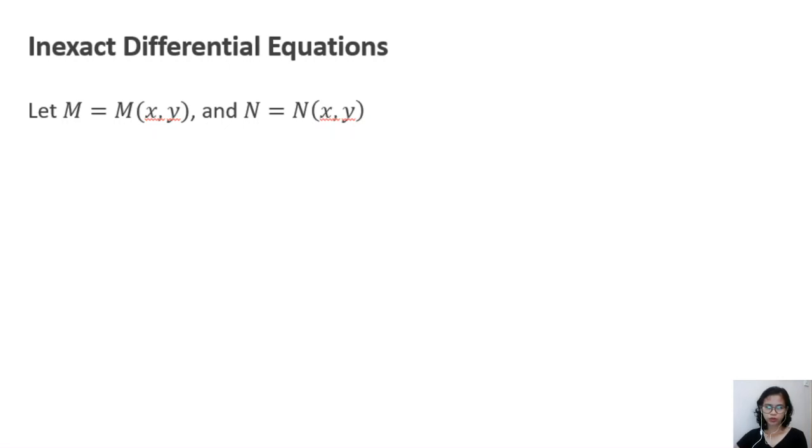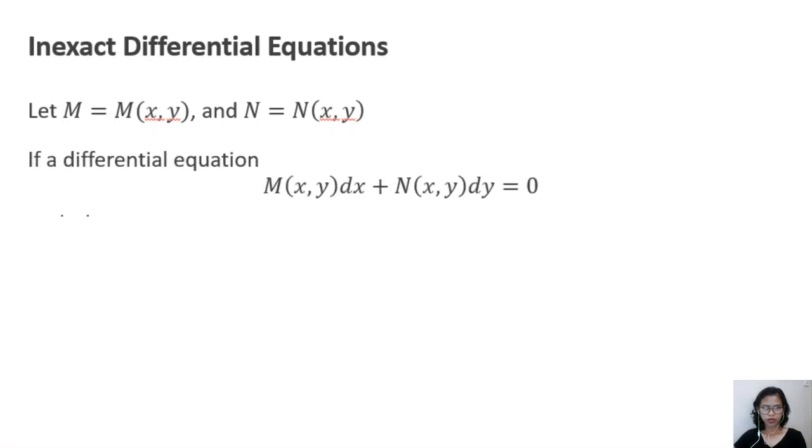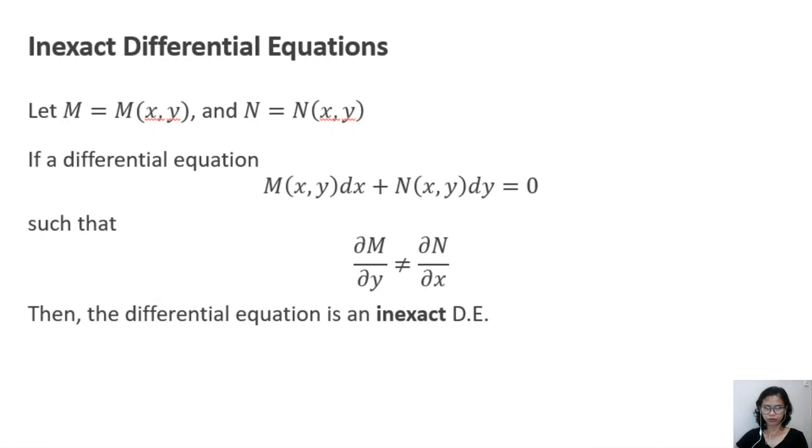So how do you know that it is an inexact differential equation? We have M as a function of x and y, and N is a function of x and y also. And we have a differential equation of this form, M dx plus N dy. If it satisfies this condition such that the partial derivative of M with respect to y is not equal to the partial derivative of N with respect to x, this makes this differential equation inexact. Right? We have already discussed exact differential equations in the previous video.